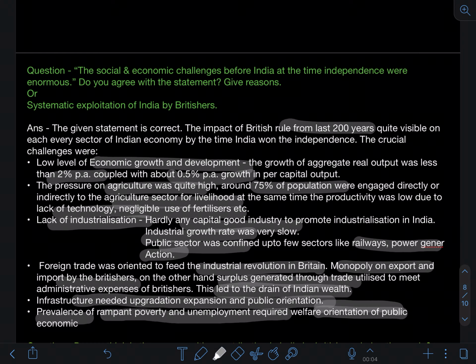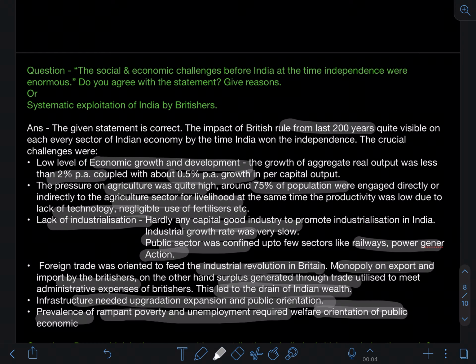Basically the condition was so pathetic, everything was taken away in the form of resources. People were not having jobs, people were not having opportunities to earn a livelihood. They were completely dependent on agriculture, where again the productivity was low. So they were just doing the things that helped them in survival only. There was no enhancement in terms of increasing growth and output of the economy. So those were the various challenges, or that was the systematic exploitation of India by the Britishers.